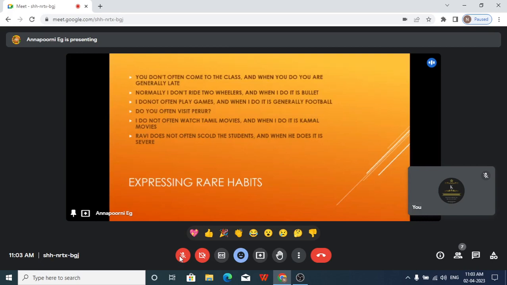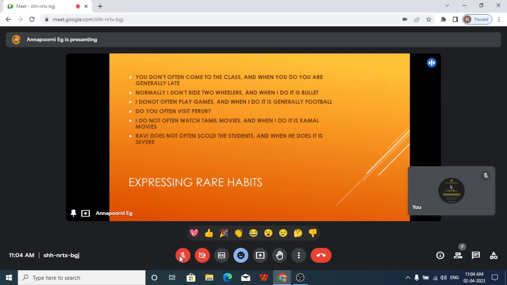So Sanjeev is telling, I'm just telling for an example, normally I don't ride two wheelers, and when I do, it is bullet. 'When I do' means, instead of repeating the word ride, it is given as 'do'. Normally means often. In the first sentence it was given often, and here it is given normally. So normally, regularly, frequently, often, all these words are synonyms, words with similar meanings. So what is the person telling? Normally I don't ride two wheelers, but when I do, it is bullet.